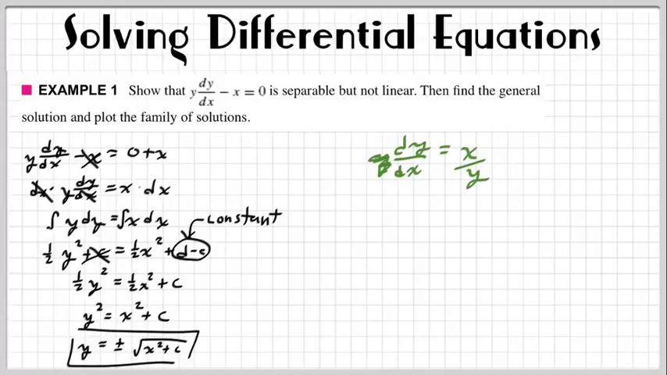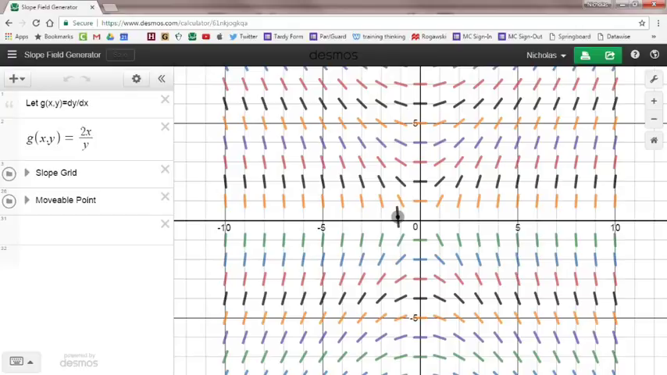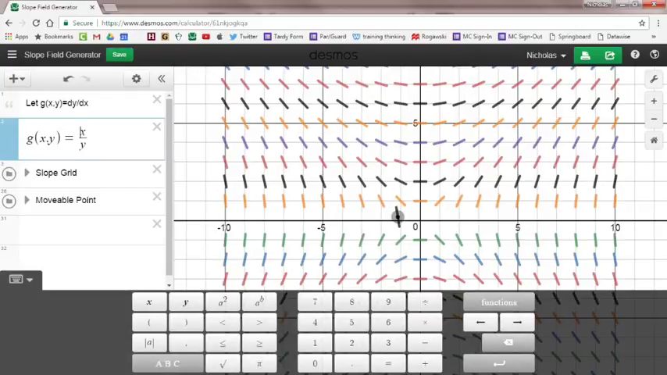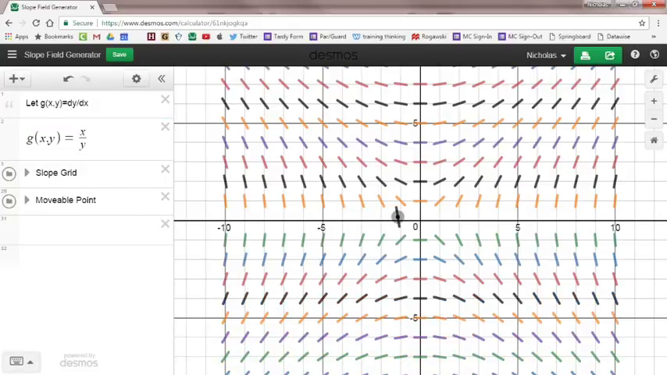So here's this cool little thing that somebody created I'm going to use. I'm going to write this as, let's see, what is that? It was x over y, right? Okay. So this is called a slope field graph. You see this little point right here? I can move this point around, and you can see what the slope is at any point. That's kind of weird looking, huh?